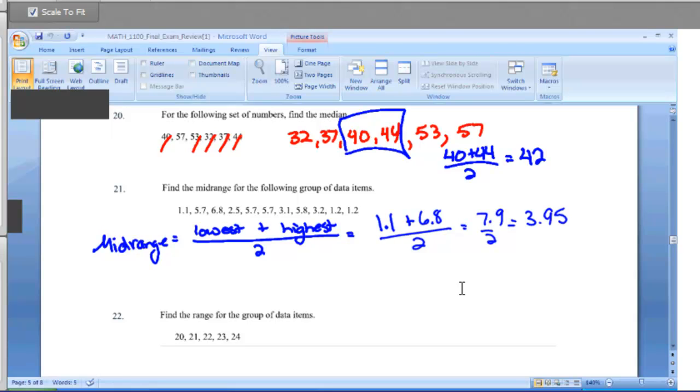The instructions say to round to the nearest tenth. So this 5 makes the 9 go up. So we end up with 4.0 for our answer.